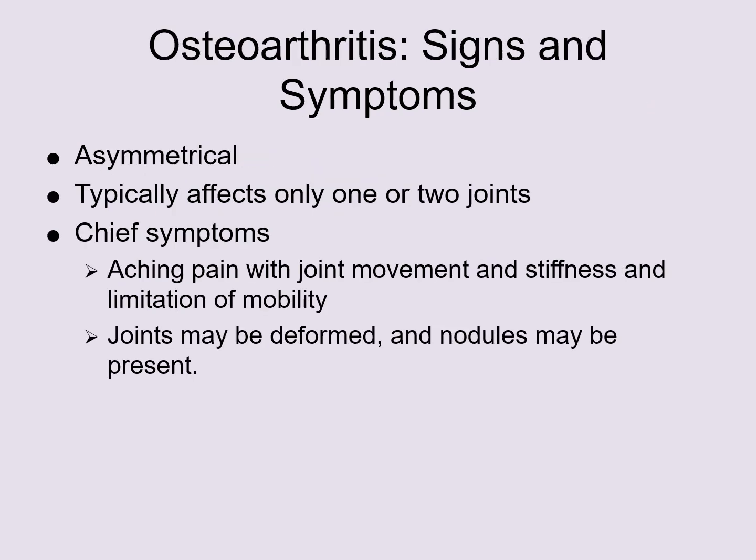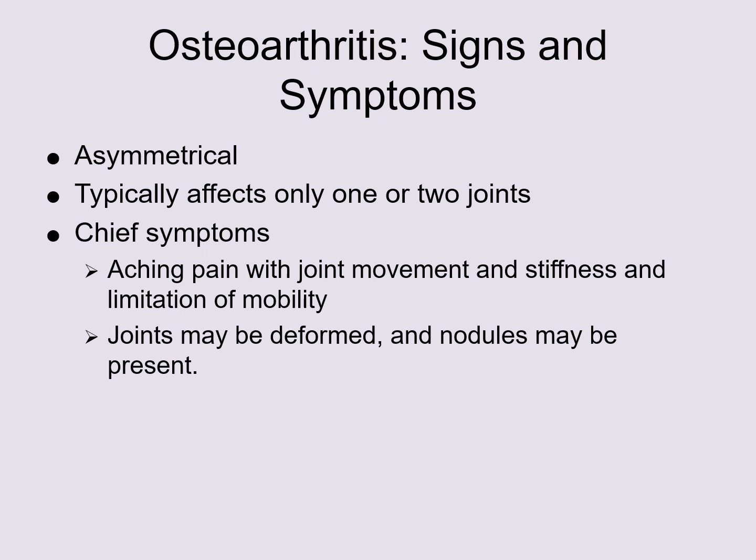So osteoarthritis, the signs and symptoms: asymmetrical. What's interesting about this is that it doesn't usually affect both sides of the body. So let's say it affects your knees. Your right knee might have osteo, but your left wouldn't. So it typically affects only one or two joints. It doesn't really go symmetrical. It can. It's not the only thing.